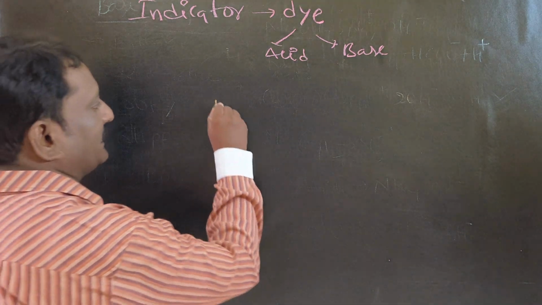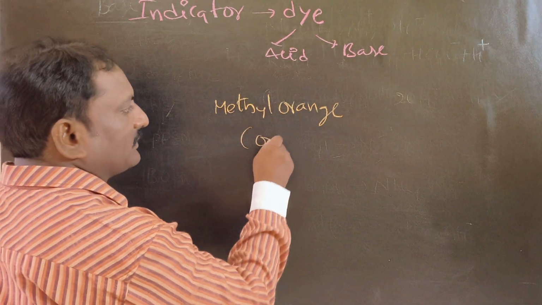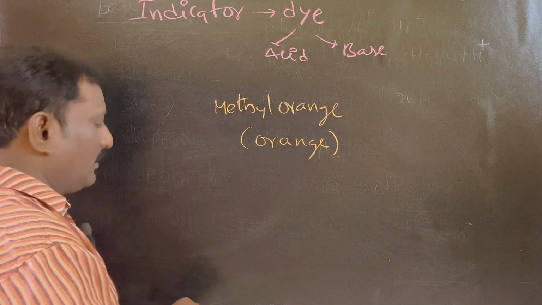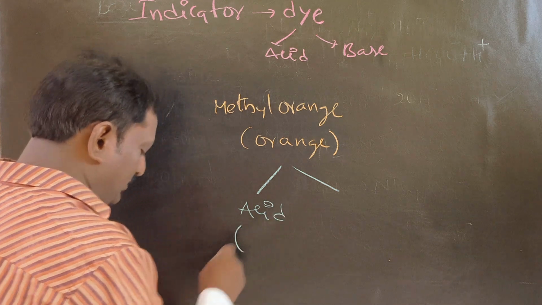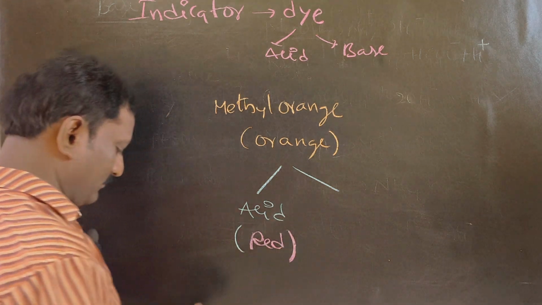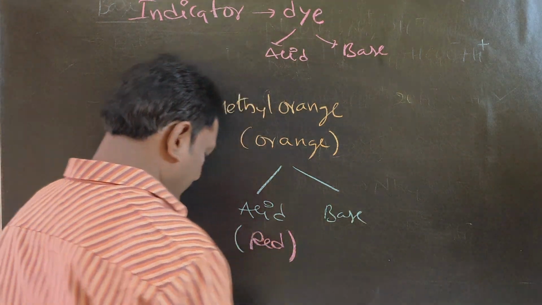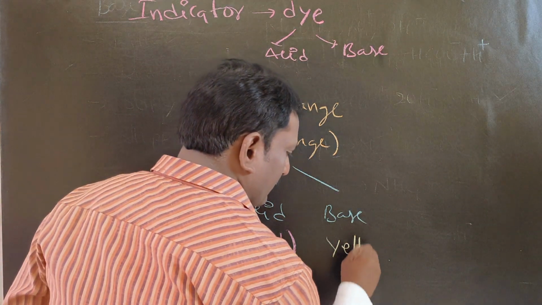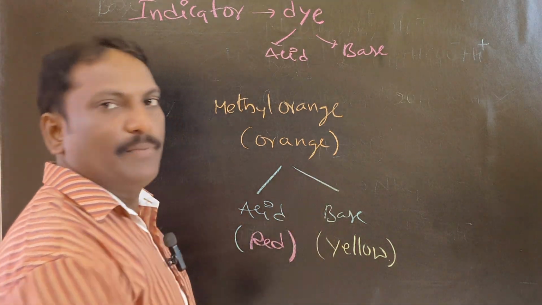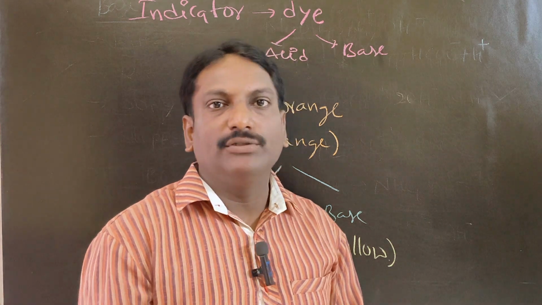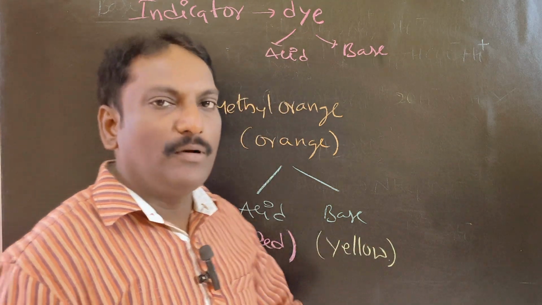Example, methyl orange. The methyl orange indicator color is orange. When it is dropped in acid, it changes to red. In base, it changes to yellow. So based on the color of the methyl orange indicator, we come to know which one is the acid and which one is the base. If methyl orange indicator is added to acid, it changes to red from orange. In base, it changes to yellow from orange.